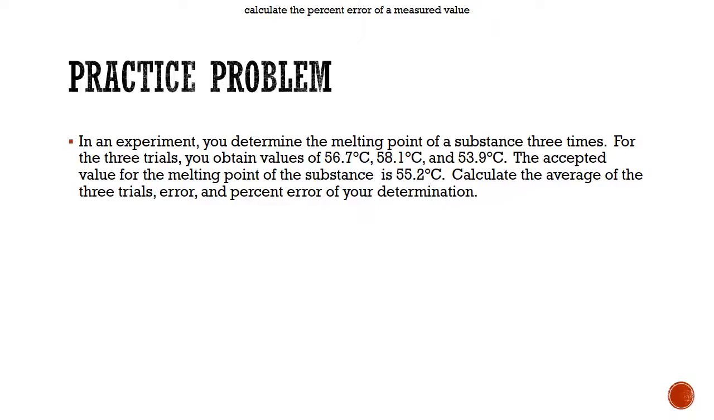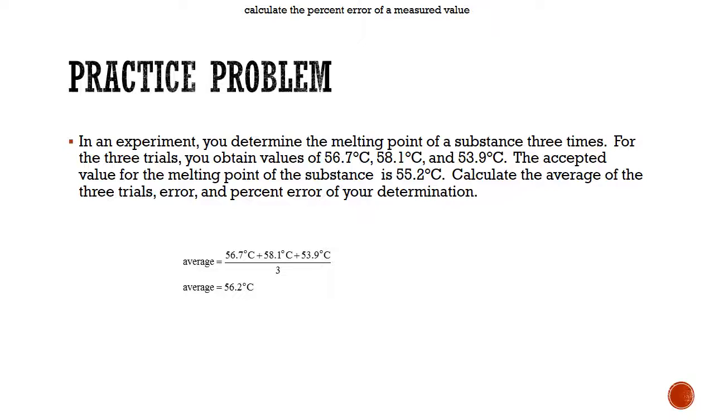All right, here's a practice problem for you to try on your own. You can read it and then pause the video, see how you did, and you can make any corrections as necessary. Alright, so in this experiment you have measured the melting point and you obtained those 3 values there, the 56.7, 58.1, and 53.9 degrees Celsius. You're given the accepted value and you're asked to calculate the average of the 3 trials, the error, and the percent error. So to find the average, again, it's the sum of the numbers divided by the number of the numbers, and then you'll round that to the same precision as you had with the measurement, so round it to 1/10 of a degree Celsius. That should give you 56.2 degrees Celsius.